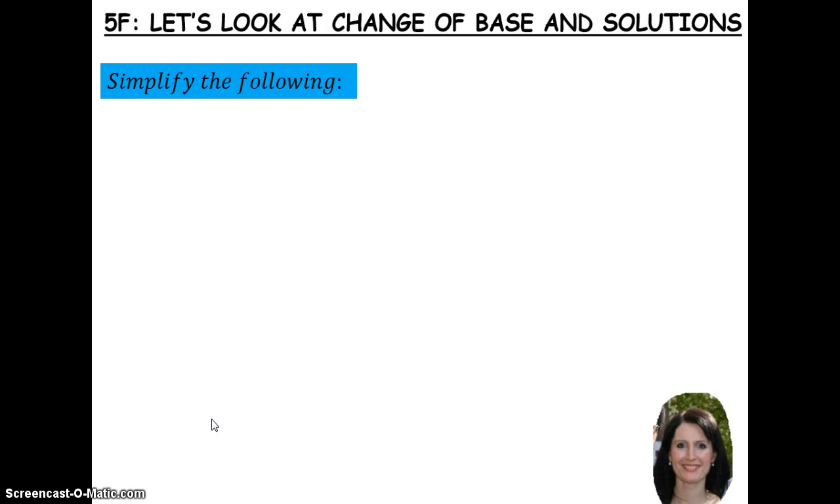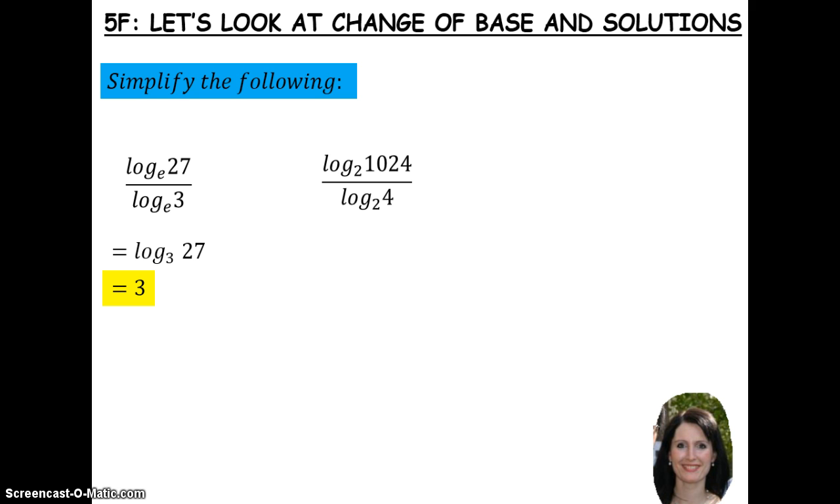We're looking at exercise 5F from your Essential textbook, and this is looking at the change of base and solutions. So let's simplify the following. We've got log_e 27 over log_e 3. What we can do is say log_3 27 over log_3 3. We end up with log_3 27 because log_3 3 equals 1. So log_3 27 divided by 1 equals log_3 27, and we get 3 because 3 to the power of 3 is 27.